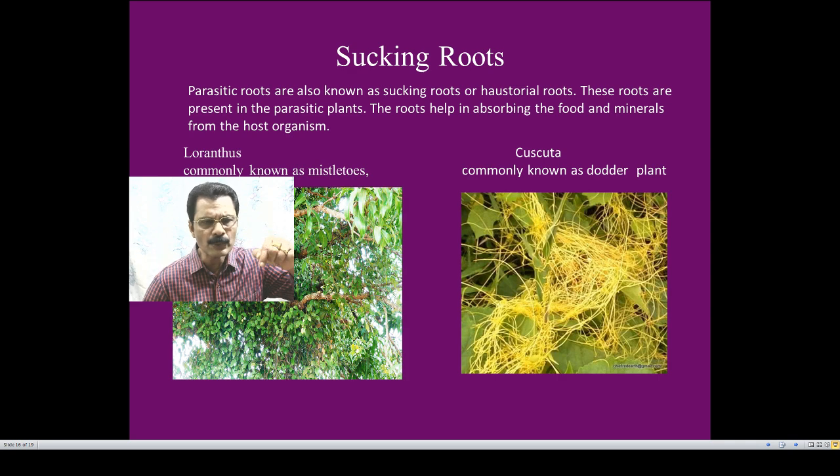It penetrates into the host plant and absorbs nutrients from the host plant. Even though they have leaves and do carbon assimilation, that is why it is called a partial stem parasite. So the common name is mistletoe.